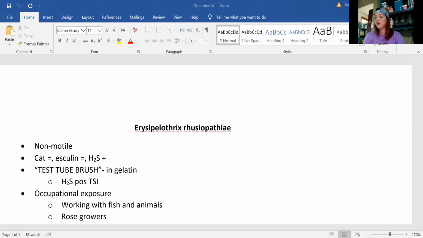What these clue cells are is squamous epithelial cells, and they'll have little rods on them. It's saying specifically gram variable rods, but most of the time when they look at it, they'll just see these squamous cells with little bacteria stuck to them. And that's what those clue cells are.